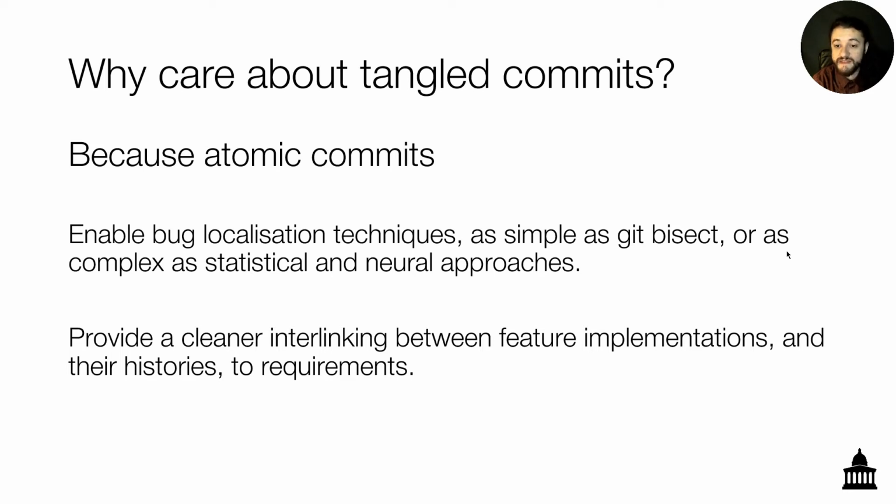Firstly, atomic commits enable tools such as git bisect and can reduce bias in statistical approaches trained over the version history, with a promise of smarter tools for developers. Further, it can also provide cleaner interlinking between commits and requirements, aiding code and history navigation and comprehension, and even enabling semantic slicing with version histories.